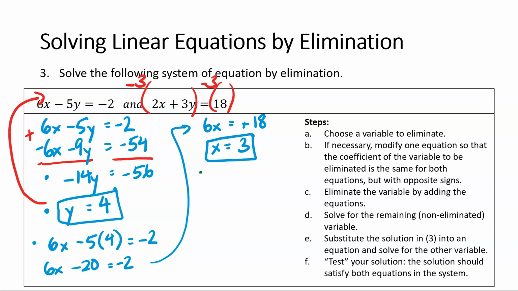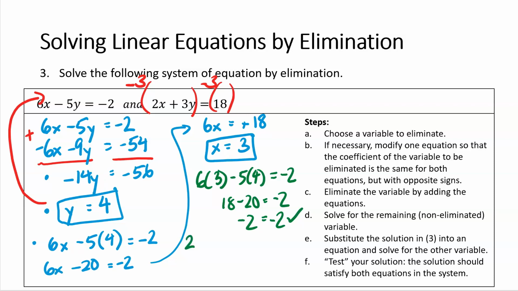Let's test that first equation. 6 times x minus 5 times y. Does that equal negative 2? 6 times 3 is 18. Minus 20. Does that equal negative 2? 18 minus 20 is negative 2. That equals negative 2. That test works.